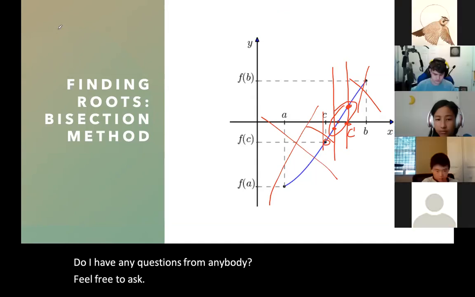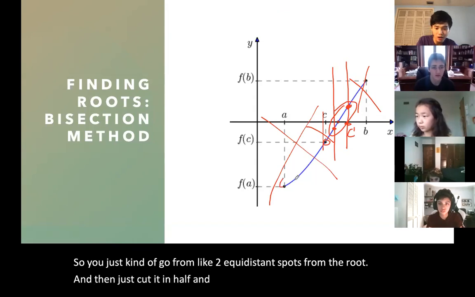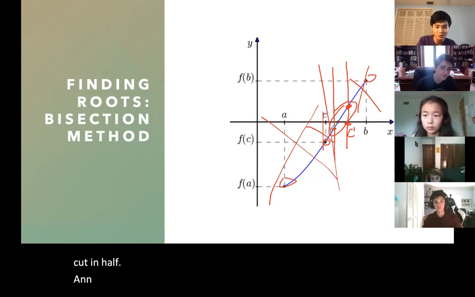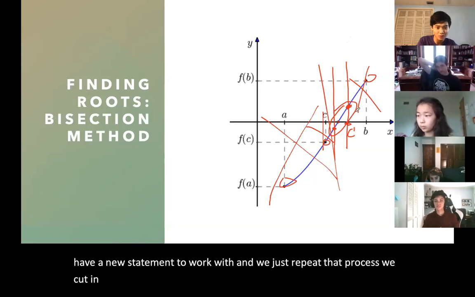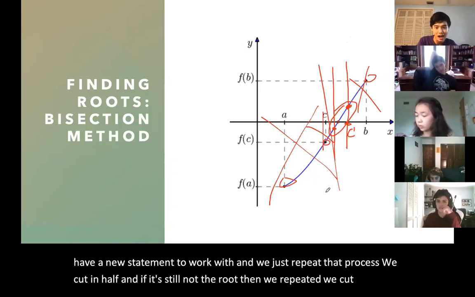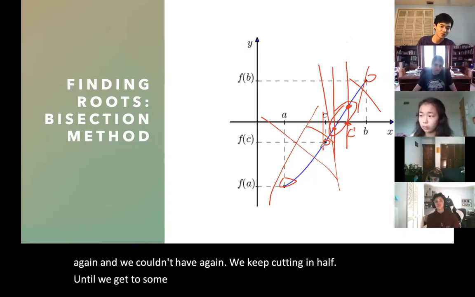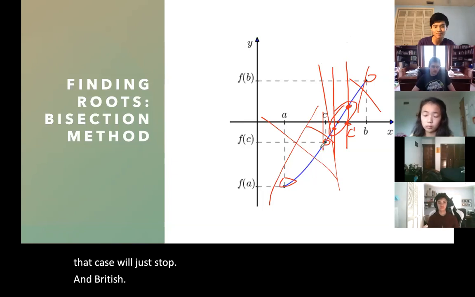So you just go from two spots and cut in half, and in half. Yeah, if you give me two spots, I cut in half, and if it's still not the root, I replace either a or b with that value. We have a new segment to work with, and we repeat the process. We keep cutting in half until we're something like 0.0000 something away from the root, and in that case, we stop. We're so accurate that we just say, okay, this is what the root is equal to now.